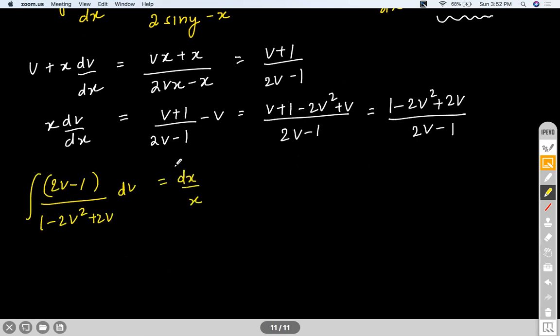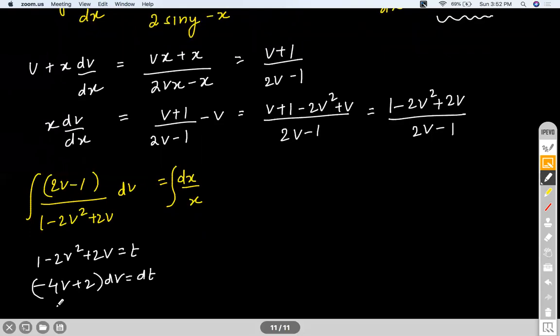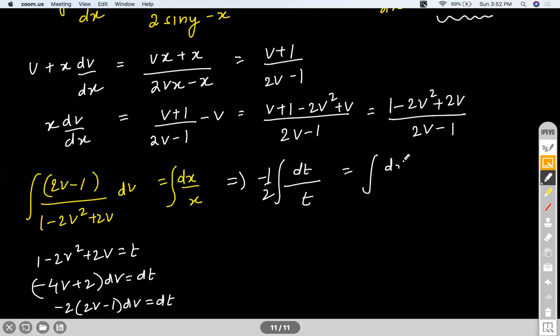Okay, perfect ground for us to now start integration on both the sides. While the right hand side integral is simple, for the left hand side you just have to make a substitution: 1 minus 2v square plus 2v as t. So minus 4v plus 2 dv will be nothing but your dt. If you take a minus 2 common, 2v minus 1 dv is nothing but your dt. So your numerator term here could be written as negative half dt by t, and the right hand side remains dx by x. That's quite simple.